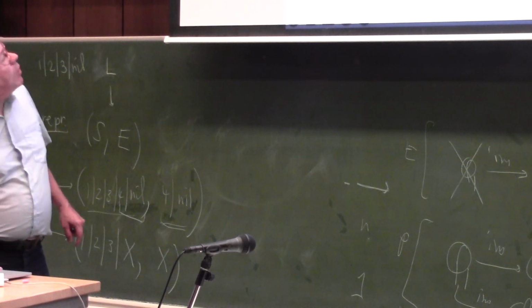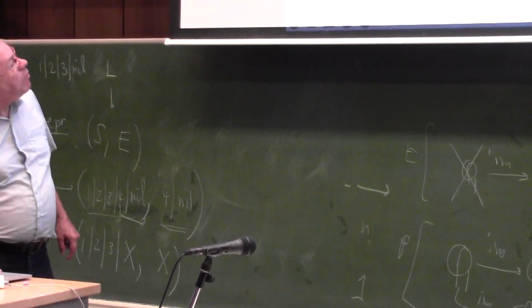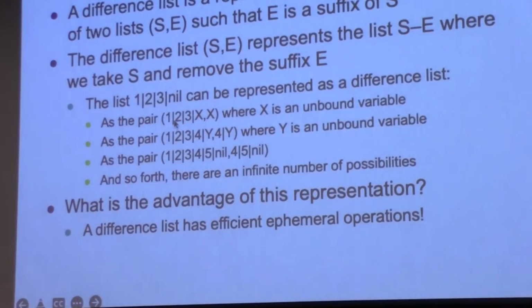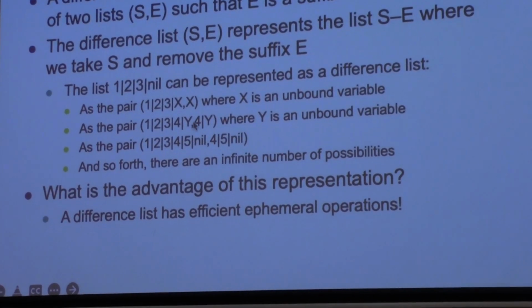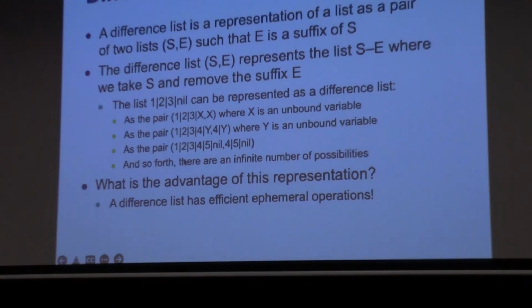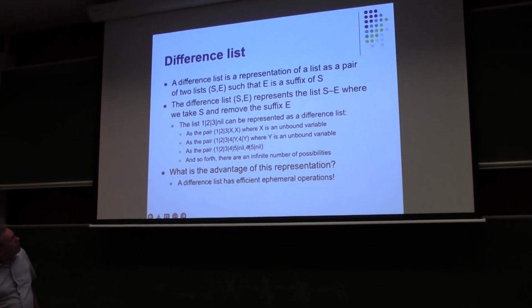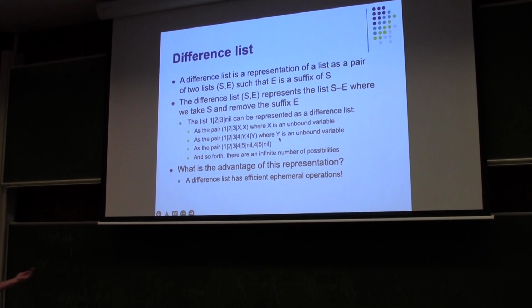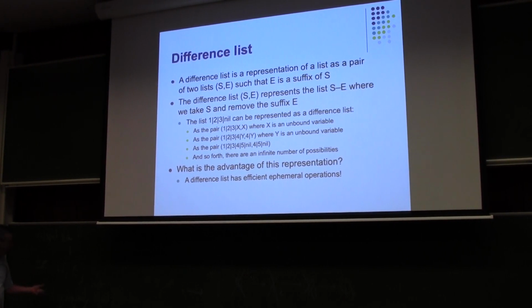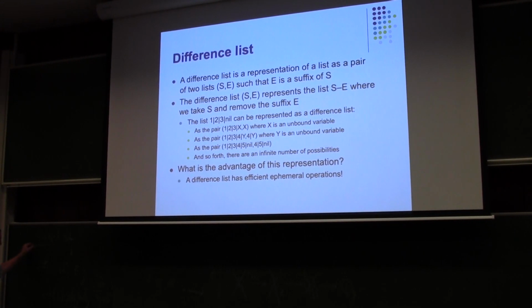So the list 1, 2, 3, there are many ways to represent it. 1, 2, 3, X, comma X. 1, 2, 3, 4, Y, comma 4, Y. Or 1, 2, 3, 4, 5, 0, comma 4, 5, 0. There are many ways to represent it. So that's kind of funny, right? I represent the list 1, 2, 3 in different ways.